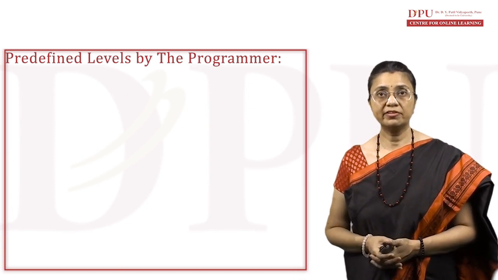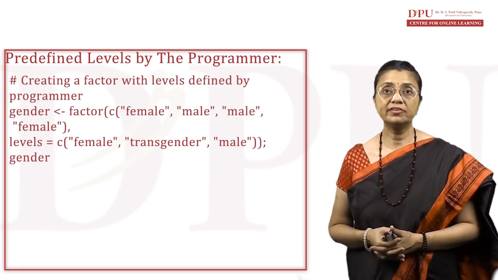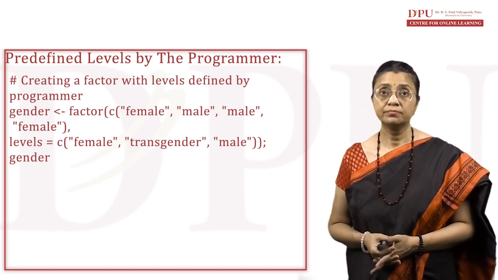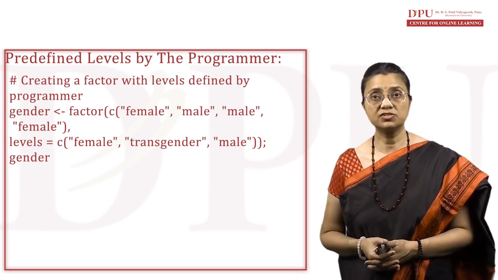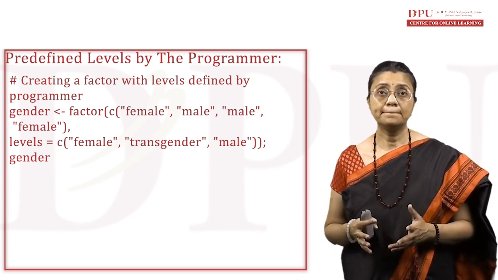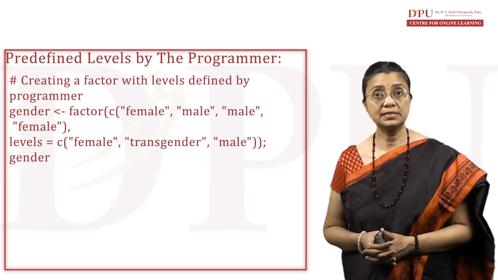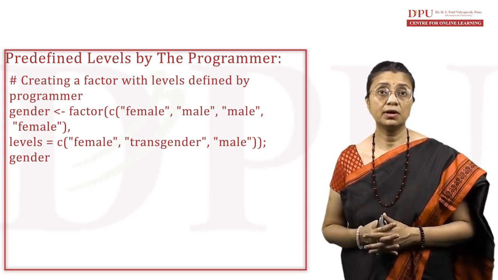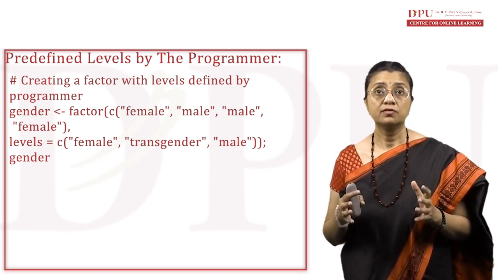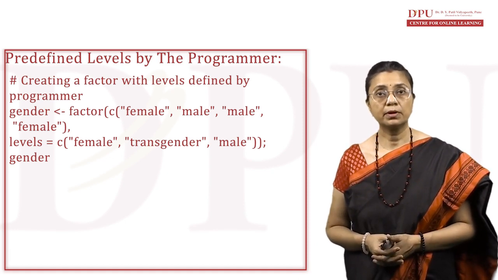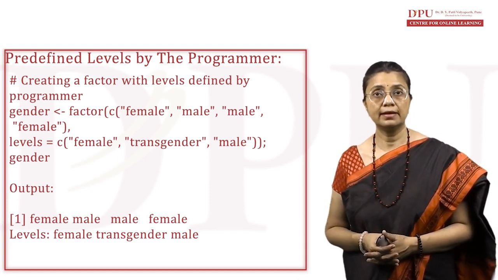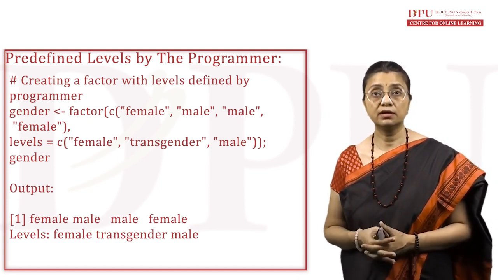Labels can also be predefined by the programmer. Creating a factor with labels defined by the programmer. How can we do it? We have taken gender where we are passing the c function, the function which creates a vector, female, male, male, and female, and passing that into the factor. After a comma, we have defined the levels equal to female, transgender, and male. So the labels are predefined by the programmer. You can see here that we have defined the levels as female, transgender, and male. And then we are printing the gender as output.